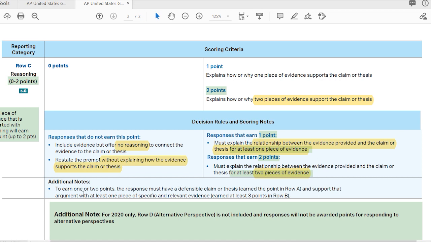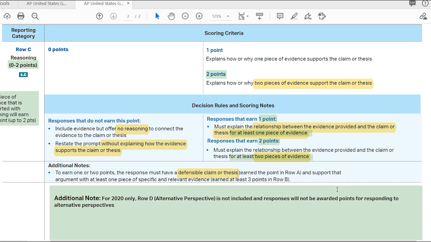So additional notes: to earn 1 or 2 points, the response must have a defensible claim or thesis. So if you did not earn the point in row A, you cannot get reasoning points. This is why, once again, you must establish a line of reasoning. You have to have that because. Okay.